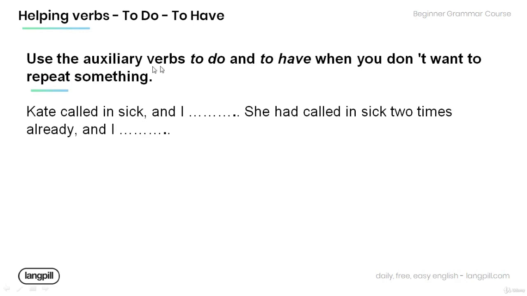Also note that we use the auxiliary verbs to do and to have when you don't want to repeat something. Read the following sentence and fill in the blanks using the appropriate form of the helping verbs. Kate called in sick, and I didn't. She had called in sick 2 times already, and I hadn't.